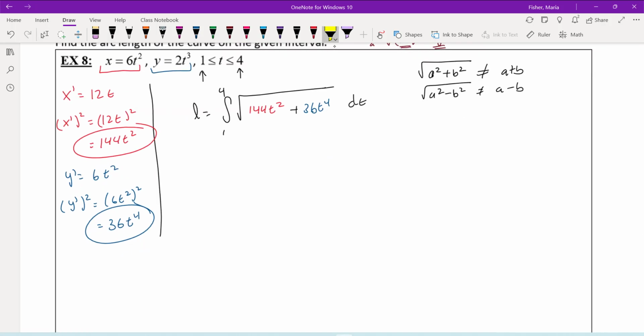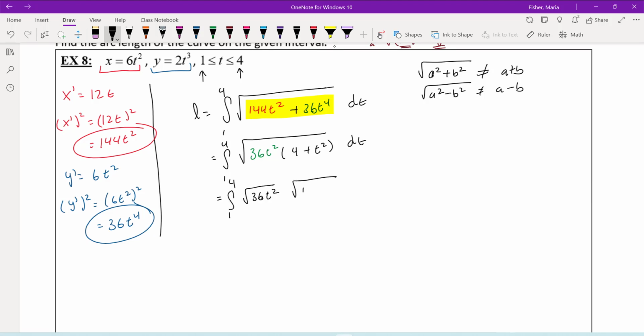If I look at the two terms that are underneath the radical, what do they have in common? Well, they both are divisible by 36 and t squared. So I'm going to factor out a 36t squared. If I do that, I would be left with 4 plus t squared. Now that I have multiplication, I am allowed to distribute the radical over multiplication. So this becomes the square root of 36t squared times the square root of 4 plus t squared dt.